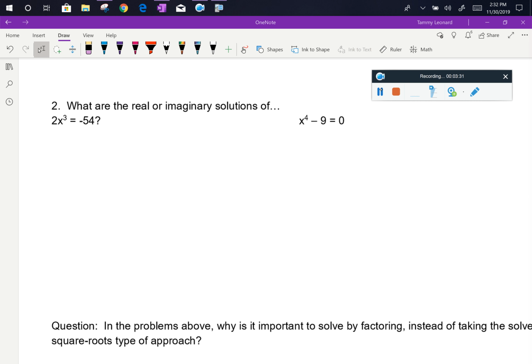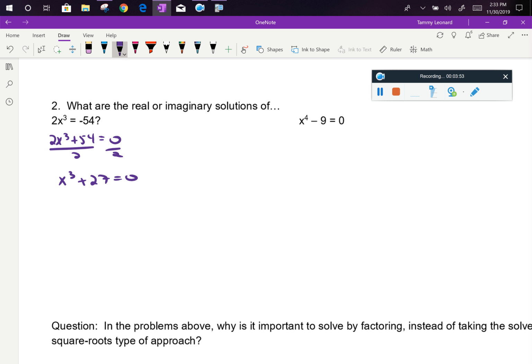So I'm going to first add that 54 to both sides. And then I immediately see I can factor out a 2, or I could divide both sides by 2. Either way, let's go ahead and divide both sides by 2, because numerical factors don't change what our solutions are. That leaves me with x cubed plus 27 equals 0.